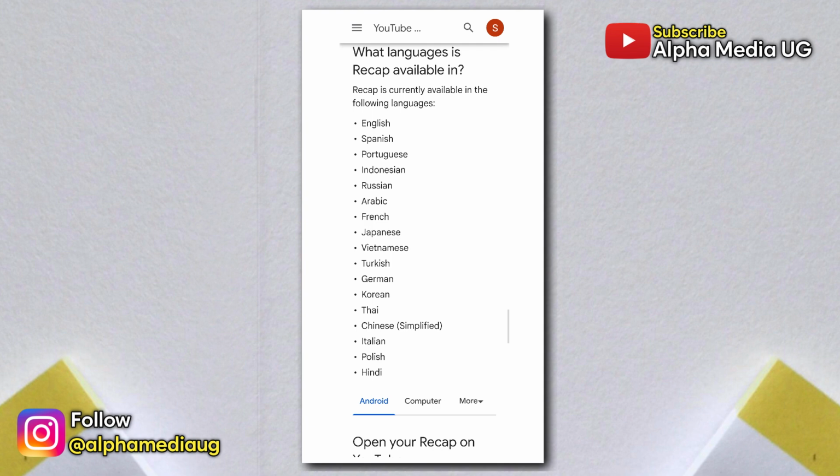So, if you don't meet the above criteria, it is likely the reason you cannot access the recap feature.